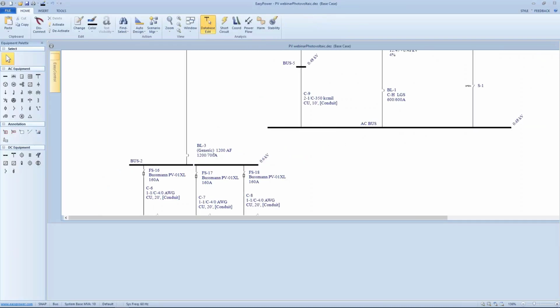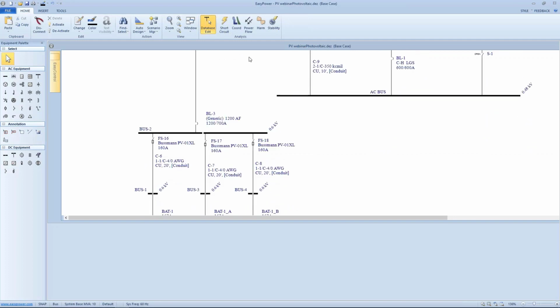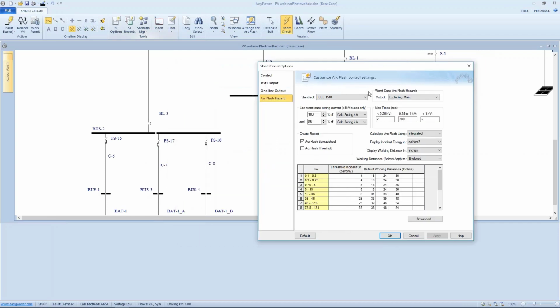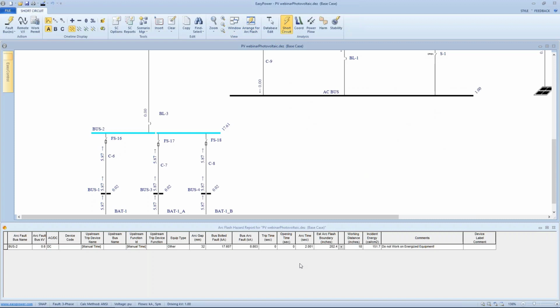So these are 600 volts. So I take that back. So we are going to do a global change at 600 volts. Short circuit, 600 volts. Apply it. Fault the bus. Arrange for arc flash.